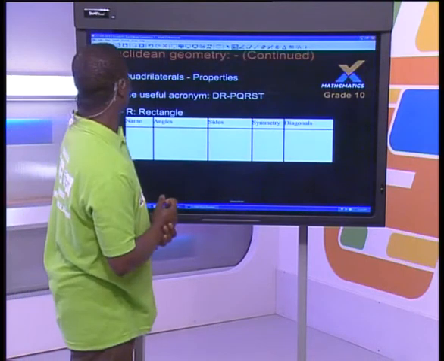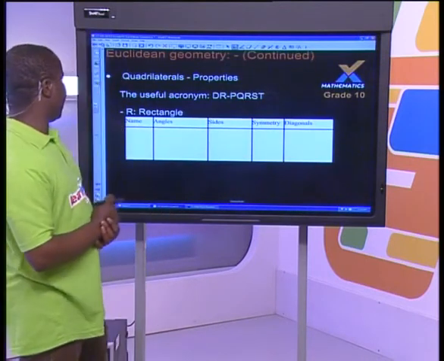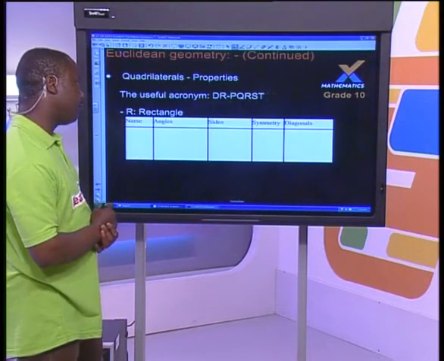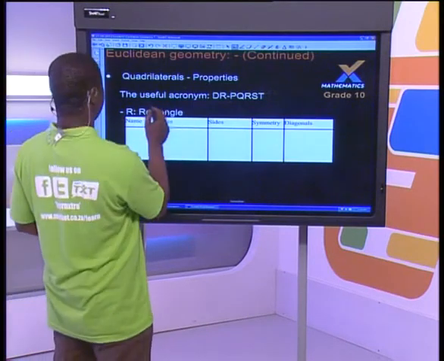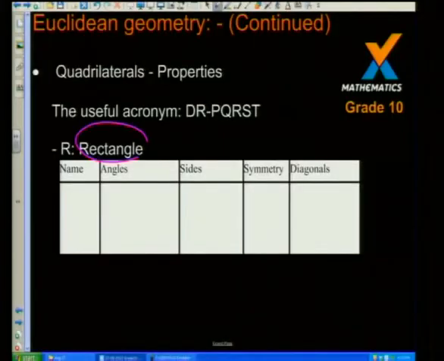All right. The next shape I have here is the rectangle. Yeah, let's do the rectangle now. The rectangle, remember in your Dr. PQRST, that could have been a rectangle or a rhombus. It's up to you. So in this case, I've chosen it to be a rectangle. All right, the name is rectangle.